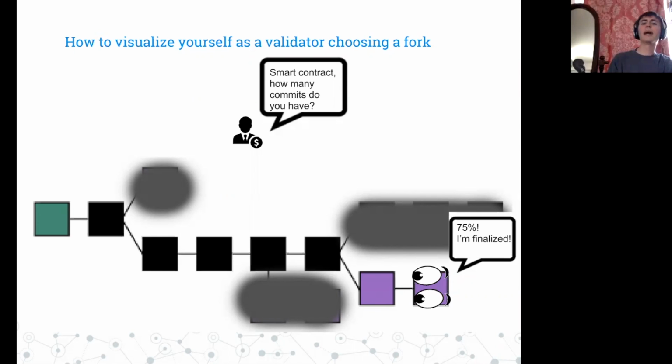And so miners have the ability to censor transactions, but validators have the ability to change the fork. So there's a bit of a tension between the miners and the proof of stake validators.